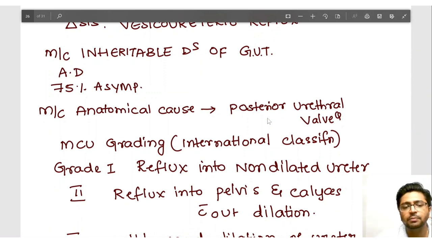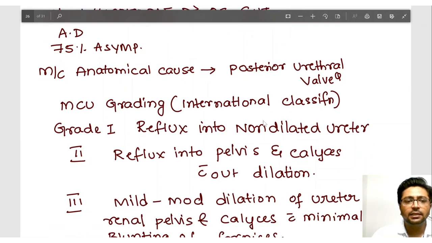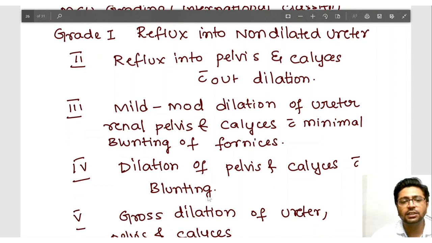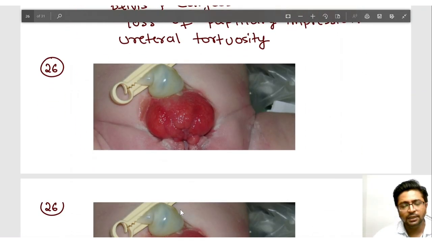Most common anatomical cause would be a posterior urethral valve. Remember this point. Most common anatomical cause for vesicoureteric reflux is posterior urethral valve. And there is an international classification for MCU grading for VUR. Grade 1 is reflux into the non-dilated ureter. Grade 2 is reflux into the pelvis and calyces without dilation. Grade 3 is mild to moderate dilation of the ureter, renal pelvis and calyces with minimal blunting of fornices. And if there is blunting of fornices, this is grade 4. And grade 5 is gross dilatation of ureter, pelvis and calyces, loss of papillary impression and there will be ureteral tortuosity.